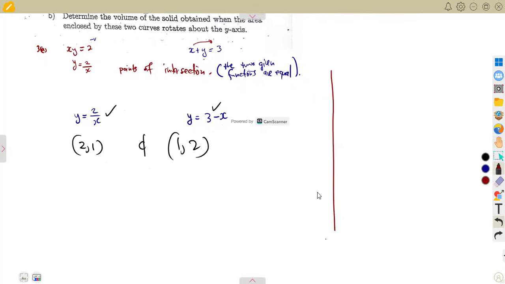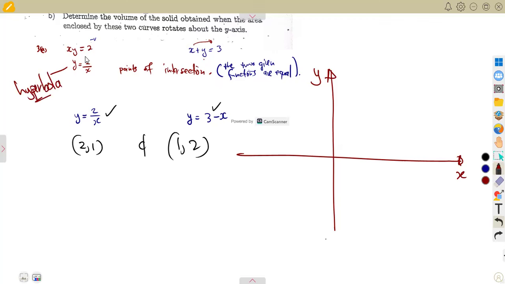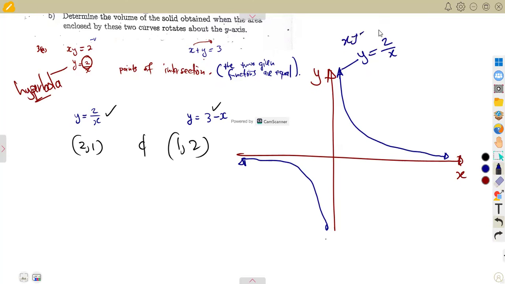There are two functions to be considered. They're a hyperbola, like I said before, and a straight line, a linear function. For a hyperbola, you just need to know the shape of a hyperbola. If this is positive, we're going to have something like this in the first quadrant, approaching the x-axis and the y-axis, and also in the third quadrant, something like this. That's a hyperbola. So this is the graph of y is equal to 2 over x, or xy is equal to 2.